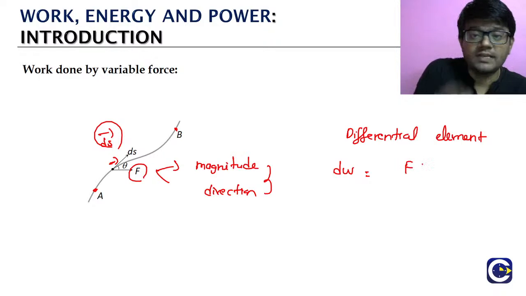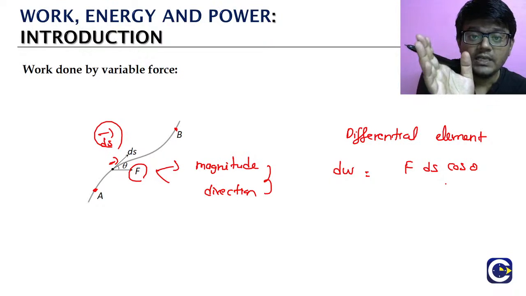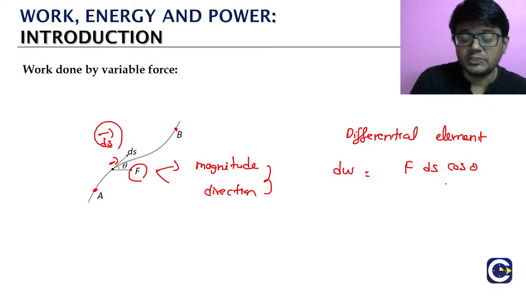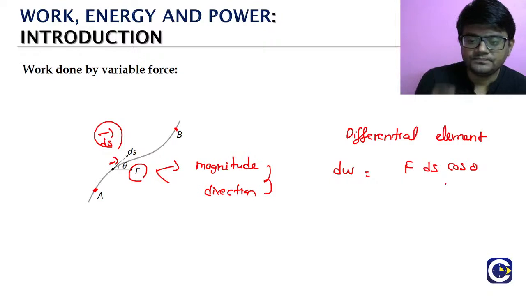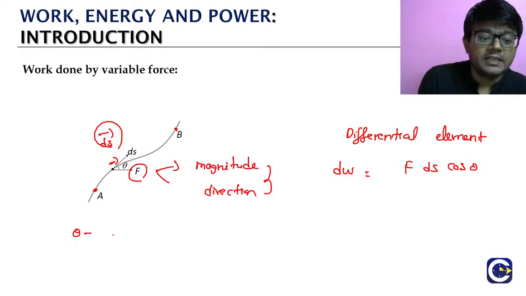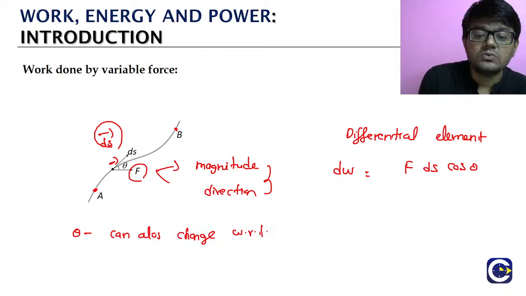So for that small displacement, work will be given by what? Same, நம்ம இதுக்கு முன்னாடி எடுத்த ஃபார்முலா மாதிரி தான். என்னது? force into displacement into cos theta. So இங்க theta என்ன? The angle between the force and the displacement at that instant. Okay, இதுல ஒரு பாயிண்ட் என்ன தெரியுமா, theta can also change with respect to time.